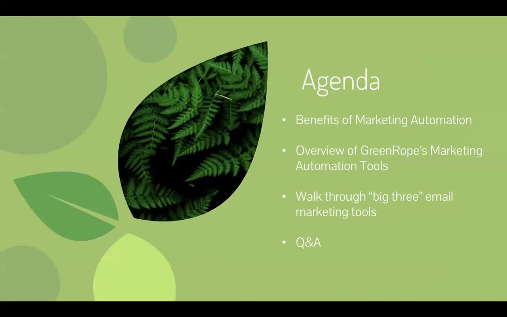So the agenda for today, we're going to be talking about, firstly, the benefits of marketing automation, what it really is and why you want to use it. Then we'll go into some GreenRope marketing tools that you can set up to help streamline this process. And then we'll jump into the system just to talk about 3 of the big key ways in which you can set up these tools, especially for your email marketing. And then we'll jump into any other questions that you have at the end, and we will answer any of those there.